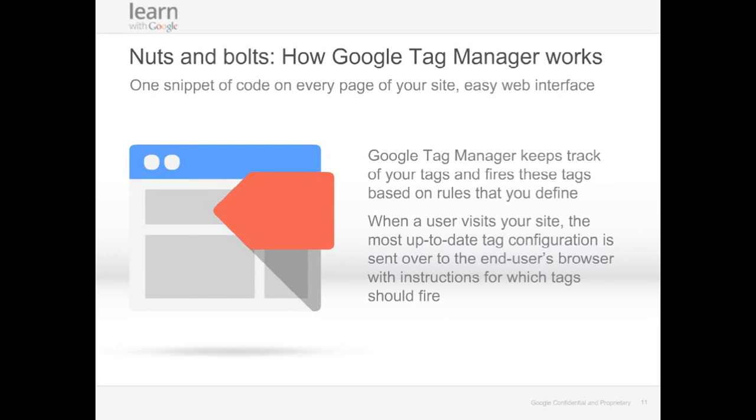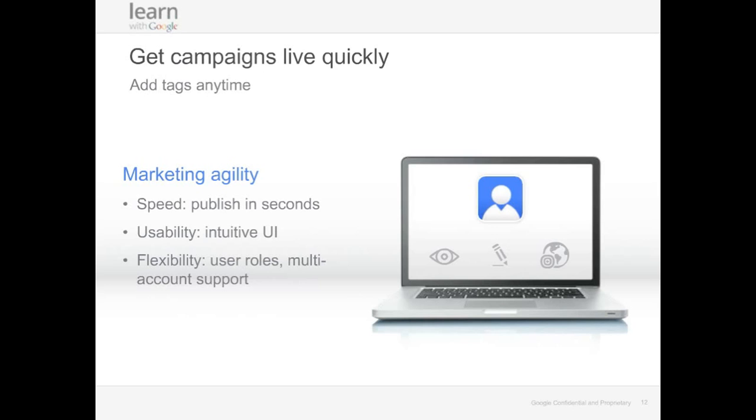And in order to make marketers more agile, we did a couple of things. We made it so that if a marketer wants to push a tag live, we can publish things in seconds. We've also paid a ton of attention to making sure that the UI is actually intuitive, and we've also made it so that there's the ability to manage multiple users and multiple accounts within the user interface to facilitate workflow.